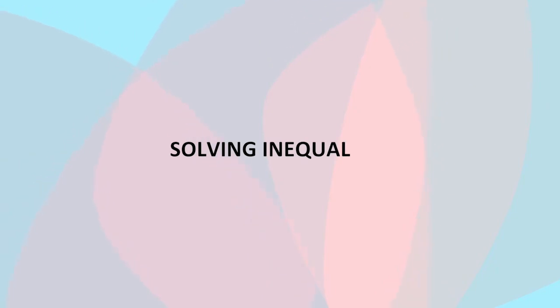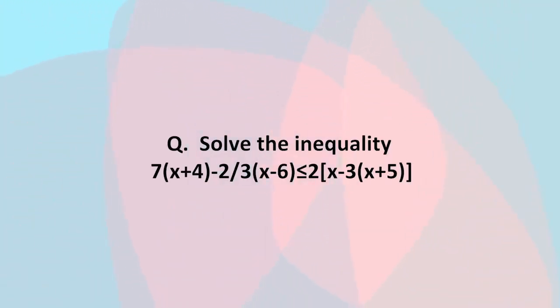In this lesson, we shall look at a couple of questions that you are likely to come across when sitting for O-level external examinations. We consider a couple of questions, and the first one goes this way. Solve. It's an inequality. 7 into bracket x plus 4, close the bracket, minus 2 over 3, open the bracket, x minus 6, close the bracket, then you have less than or equal to 2, open the bracket, x minus 3 into another bracket, x plus 5, and close both brackets.